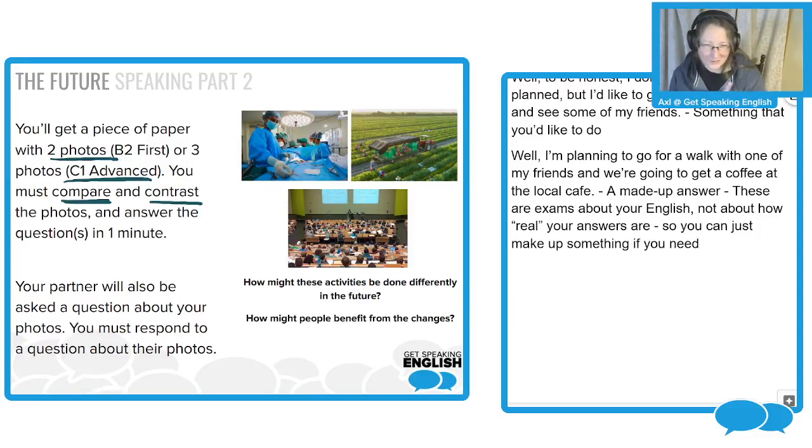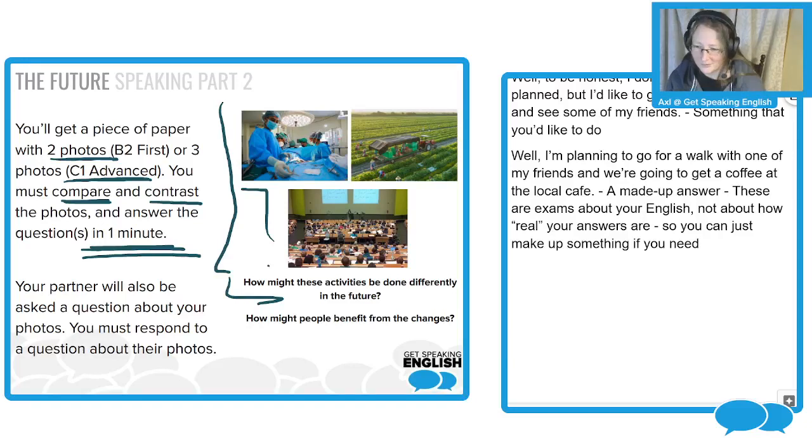For B2 First, that's 1 question. C1 Advanced, that's 2 questions. You have to do it all in 1 minute. And then after that, when you've done yours, your partner will have to answer a question about your photos, and then vice versa. When they do the task, you'll have to answer a question about their photos. So here today, we're going to check out these ones. We have 3 pictures here, and I have 2 questions we're going to check out. How might these activities be done differently in the future, and how might people benefit from the changes?